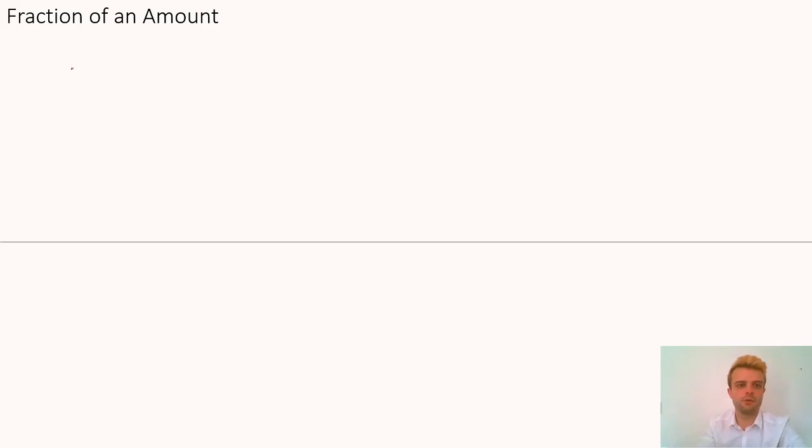All right, so we're going to have a look at how to find a fraction of an amount. And what I mean by that is how to find something like 3/5 of 35. If you're asked to find something like this, or as part of a bigger question, if you have to find 3/5 of 35, the first thing you're going to do, I'll write it up here, is divide by the bottom.